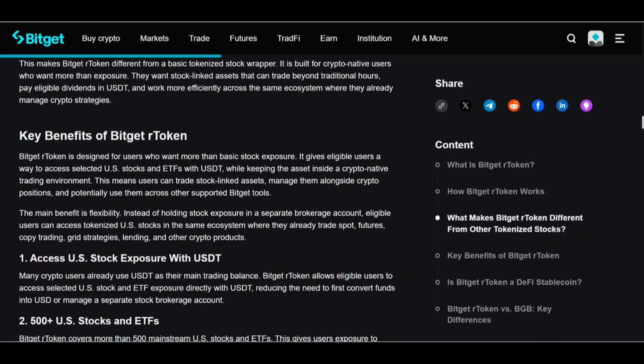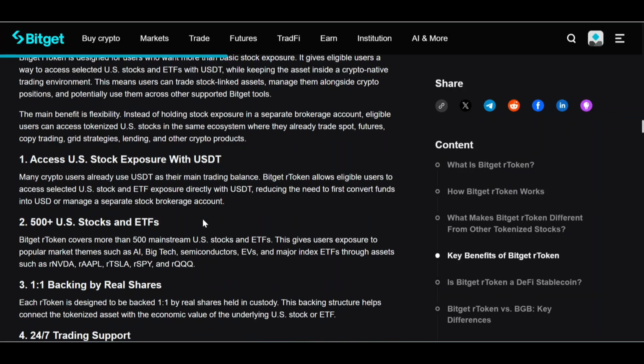You can see some of the key benefits of the Bitget rToken. As you can see, like I said, it gives eligible users a way to access selected US stocks and ETFs with USDT. Again, you can purchase the stocks with USDT to be able to acquire the price tracking equivalent or the derivative of the underlying stock asset. Okay. And that's basically how that works in a nutshell.